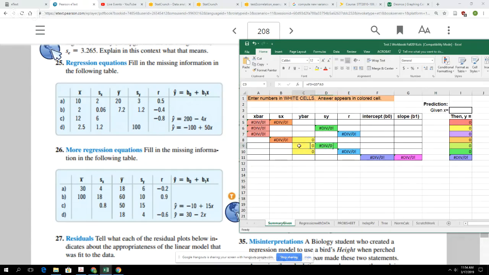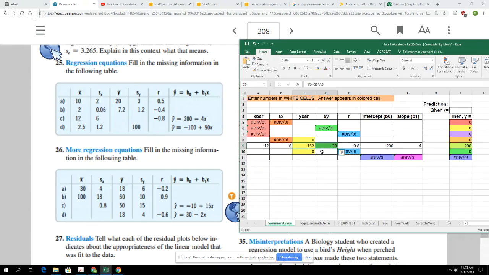We want to fill in the Y mean and SY. Okay, let's go for it. So for C, I get a 12 for my X bar, so that's my X mean, and a 6 for the standard deviation. We've passed these. My R value for C is negative 0.8. Intercept, my B0, is 200 for this one, and my slope is negative 4. Boom. And now here are our values right there.